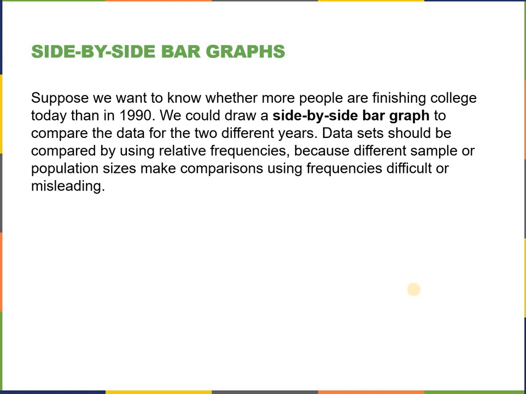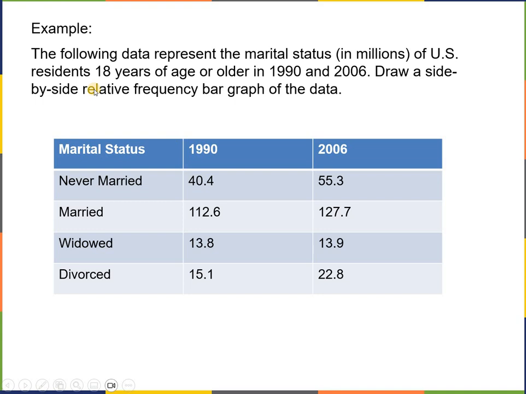For example, if you look at this data, this following data represents the marital status in millions of U.S. residents 18 years of age or older in 1990 and 2006. We need to draw a side-by-side relative frequency bar graph for the data. So in this case, you must obtain a relative frequency table first, and then you're going to graph a side-by-side bar graph to compare the marital status between the 2 years of 1990 and 2006.